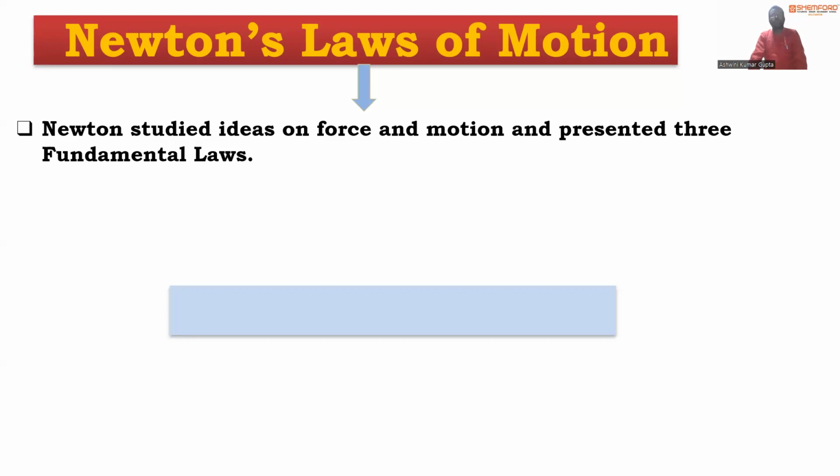What are the three fundamental laws? The first law is relatable. It is even called the law of inertia. We call the first law the law of inertia. Why do we call it that? Understand the first law first, then we will come systematically to what is written.